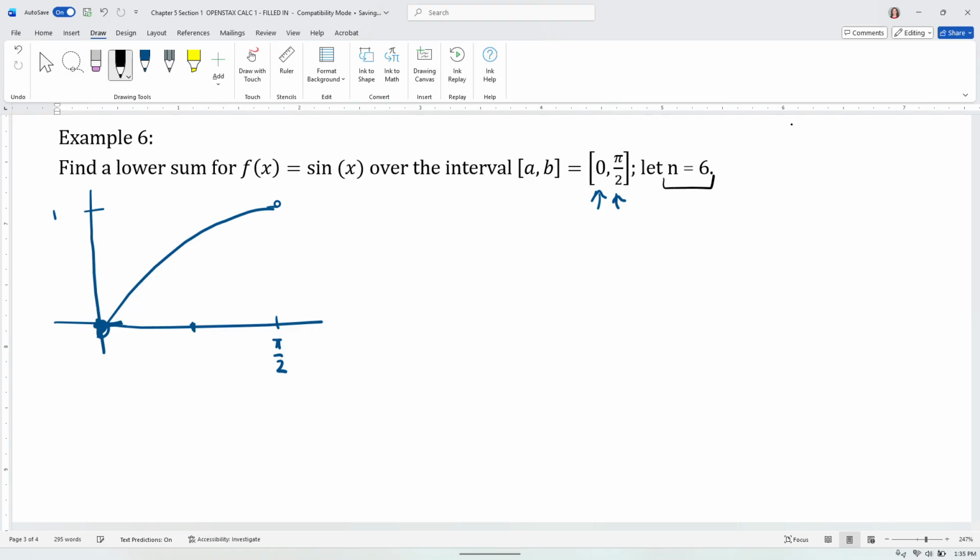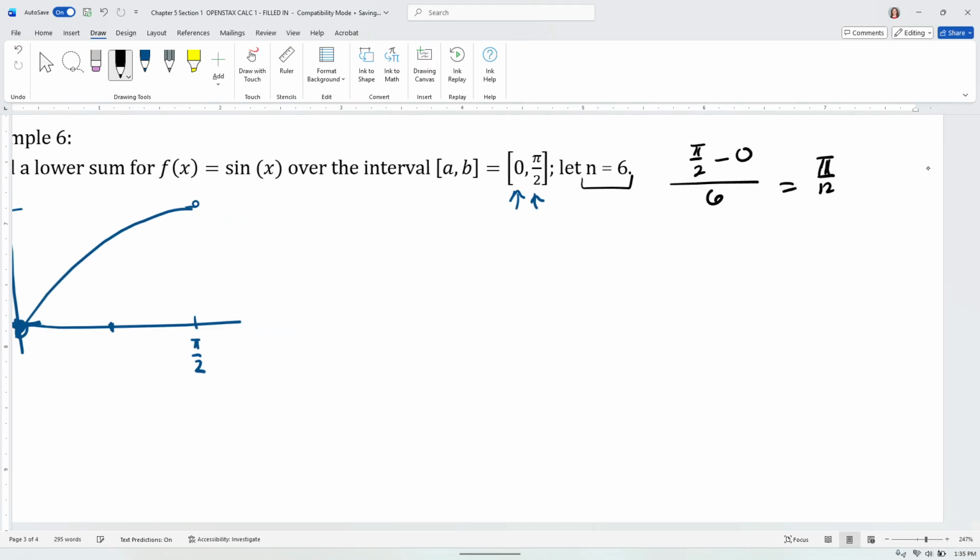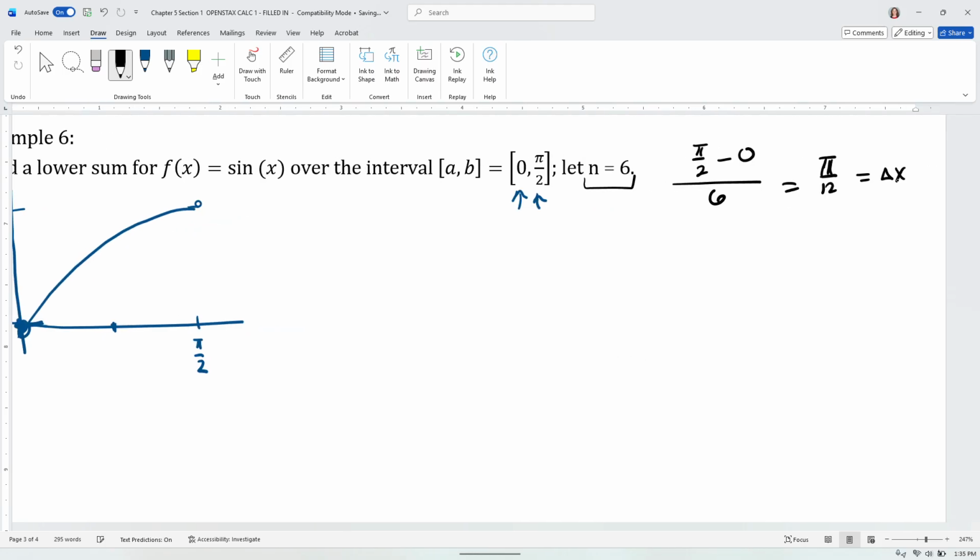So I have a gap from pi over 2 to 0, and I'm just subtracting because if it was, say, 2 to 10, my gap would be 8. So subtract over 6 intervals would give me pi over 12. That is the width of the intervals. So this is going to be my delta x.